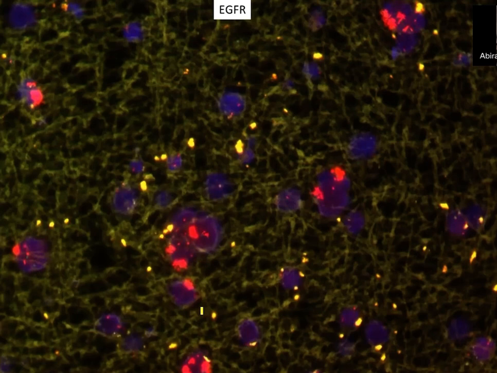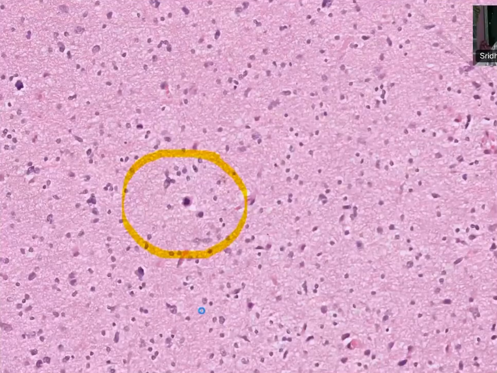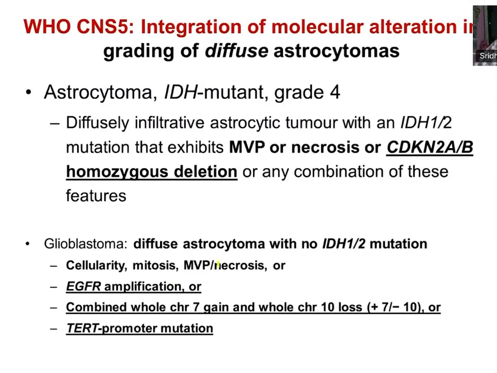So grade 4. When EGFR is amplified, you should never make a diagnosis of oligodendroglioma. IDH mutation and EGFR amplification are mutually exclusive. When you get an EGFR amplification, this is one of the features of grading. I showed you in the grading the features of glioblastoma: a diffuse astrocytoma with no IDH mutation, with either histologically grade 4 features or EGFR amplification. Once you demonstrate EGFR amplification here, it automatically tells you it is glioblastoma.